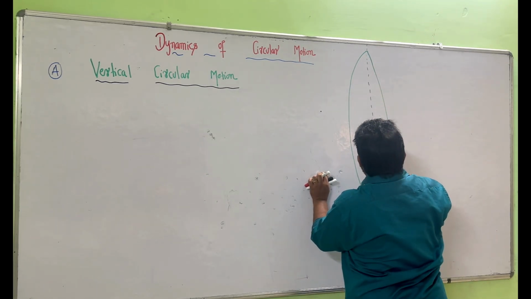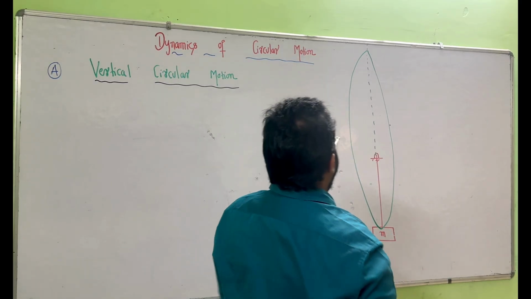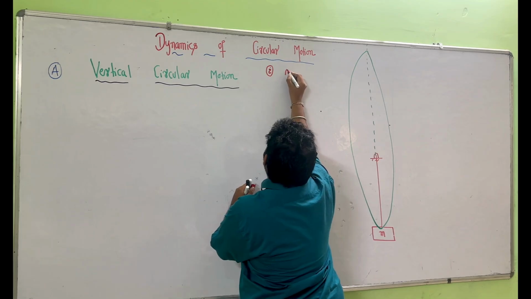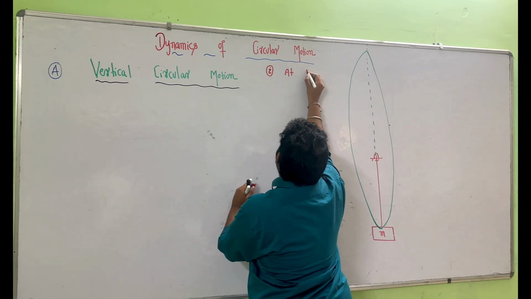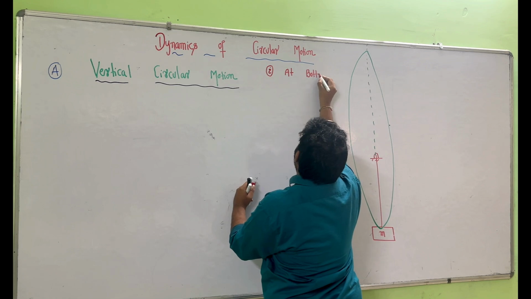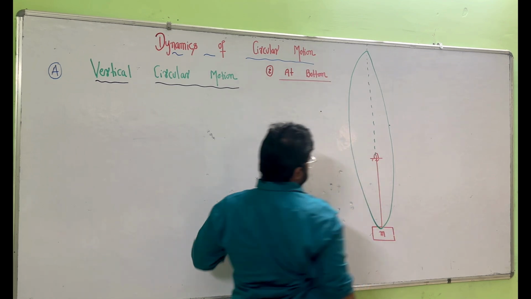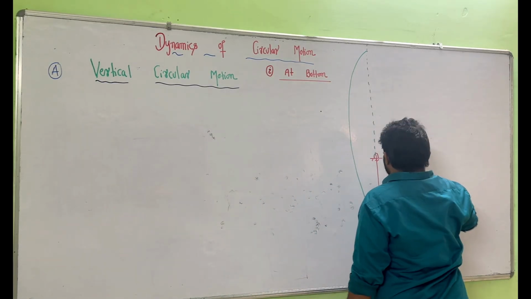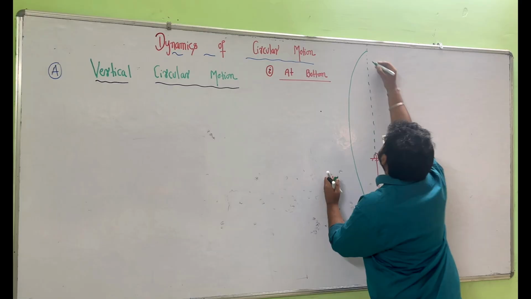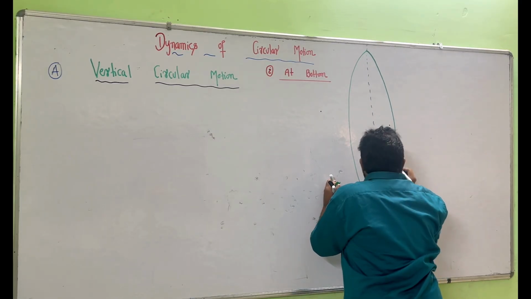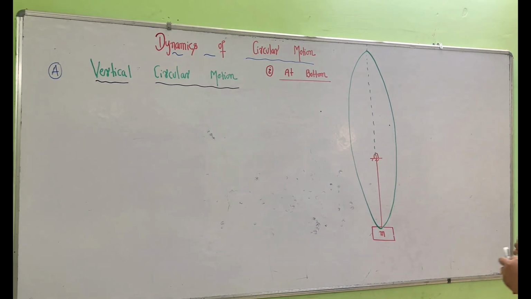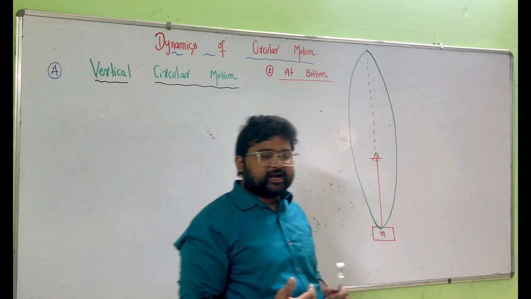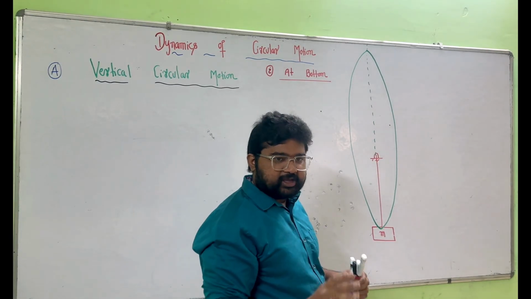Understood? Here the particle is at the bottommost point. First case A, the particle or mass is at the bottom. Draw this figure. Vertical circular motion. First we need to draw the free body diagram. After that we can apply dynamic equilibrium equations.